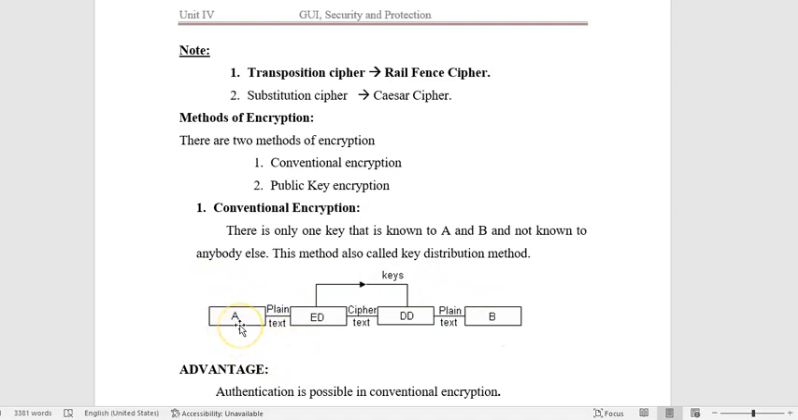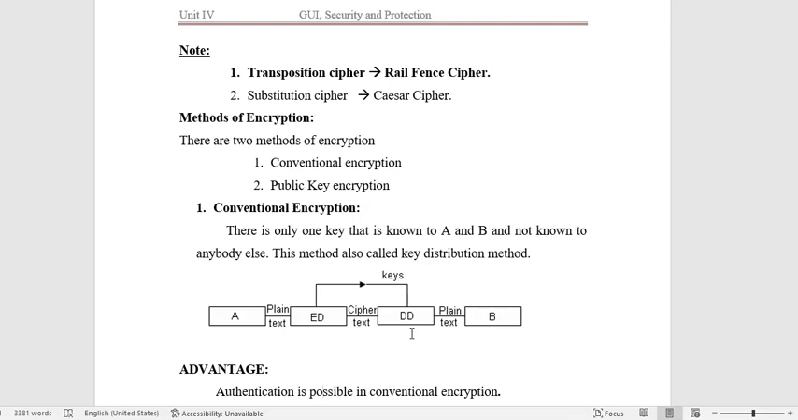A cannot reject that it didn't send any information to B. Similarly, B cannot say that it didn't receive any message from A, because these two have decided the keys, and only these two know about the keys, and then only they start communicating. This is what happens in conventional encryption. So there is only one key that is known to A and B. It will not be known to anybody else.